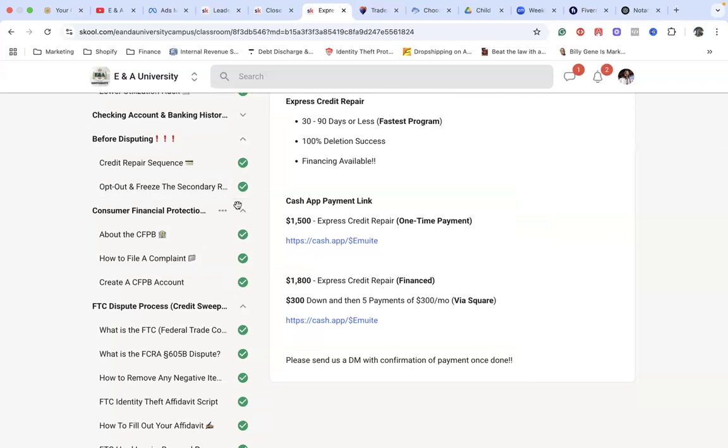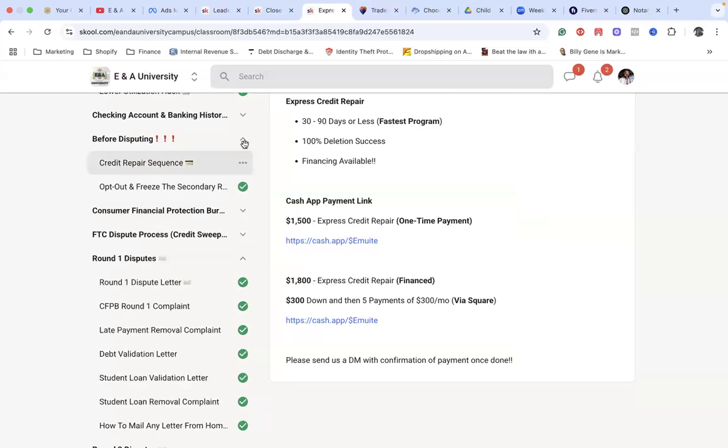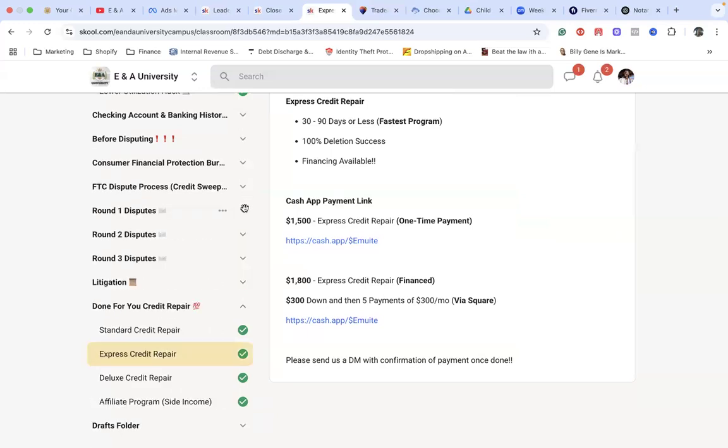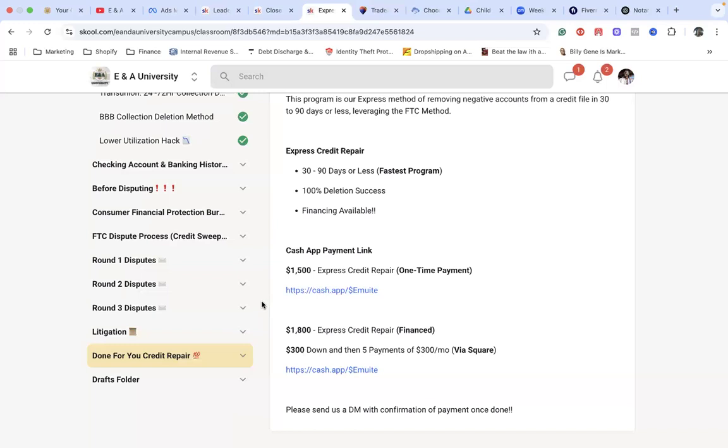Once I find that out, and let's say they're like, I want to do this now. What's your window? What's your goal? I want it as soon as possible. Okay, well, since you want to get it done as soon as possible, I recommend you leverage our express program. Why? Because we can get this done for you within 30 to 90 days max. It's the fastest program available, and it's aligned with your goal. And then they're going to ask you, what's the price?